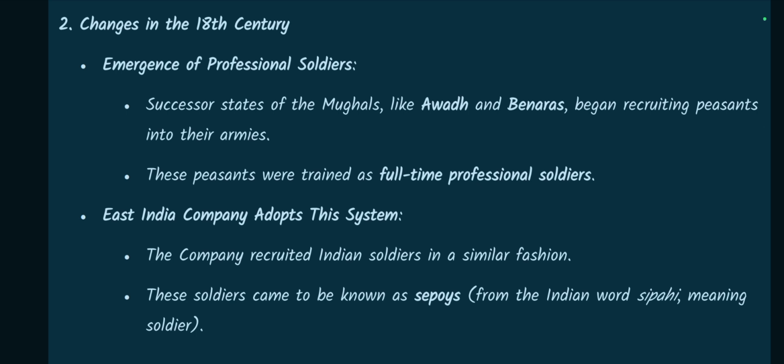Emergence of professional soldiers. Successor states of the Mughals, like Awadh and Banaras, began recruiting peasants into their armies. These peasants were trained as full-time professional soldiers. The East India Company adopted this system. The company recruited Indian soldiers in a similar fashion. These soldiers came to be known as sepoys, from the Indian word sipahi, meaning soldier.